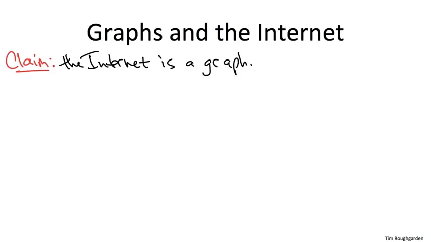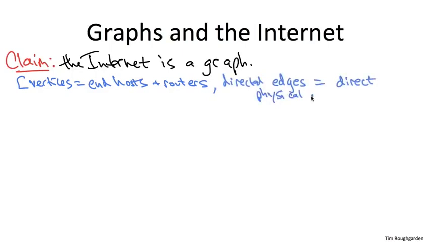So to specify this, the vertices I intend to be the end hosts and the routers of the internet. So machines that generate traffic, machines that consume traffic, and machines that help traffic get from one place to another. So the edges are going to be directed, and they're meant to represent physical or wireless connections, indicating that one machine can talk directly to another one via either a physical link between the 2 or a direct wireless connection.